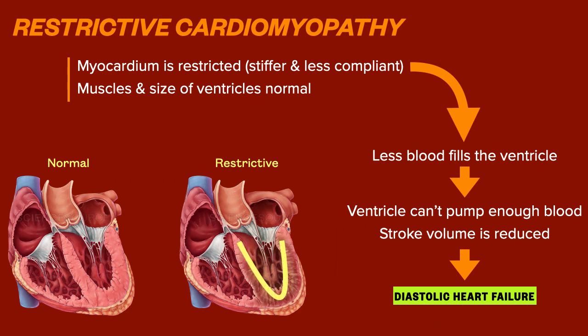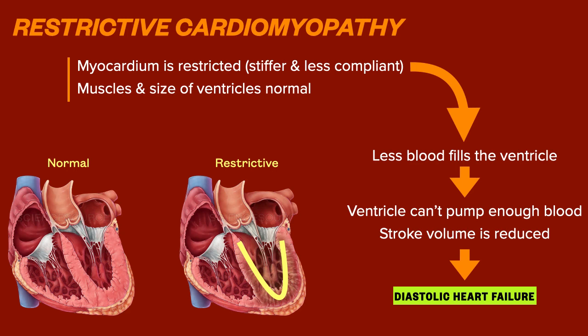Alright, let's change to restrictive cardiomyopathy, which describes when the heart muscle is restricted, meaning that it becomes stiffer and less compliant. However, the muscles and size of the ventricles stay about the same or only get slightly enlarged. Normally, when blood fills the ventricles, they are compliant. This means that they stretch out and allow more blood to fill in.